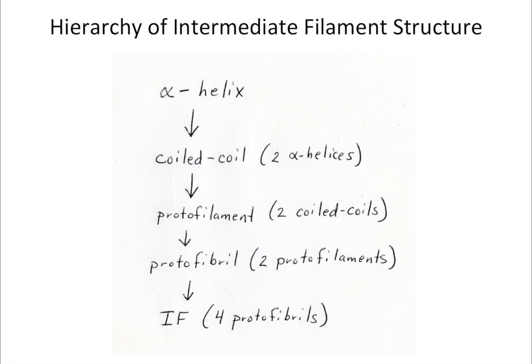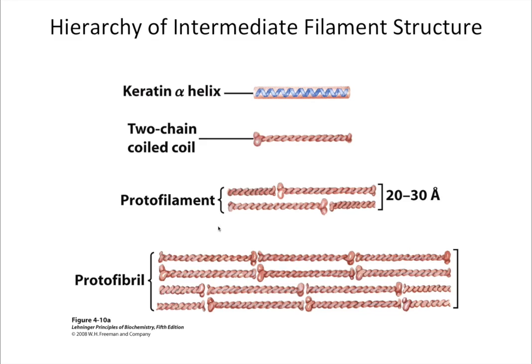Just to give you a better look at intermediate filament structure, we start with the keratin alpha helix. You can see the helical structure shown here. If you take two of those and wrap them together, you get a coiled coil, which is shown here. Again, the keratin alpha helix is right-handed, and the coiled coil has a left-handed twist. If you take two coils and put them together, you get a protofilament. Then if you take 4 protofilaments and put them together, you end up with a protofibril.